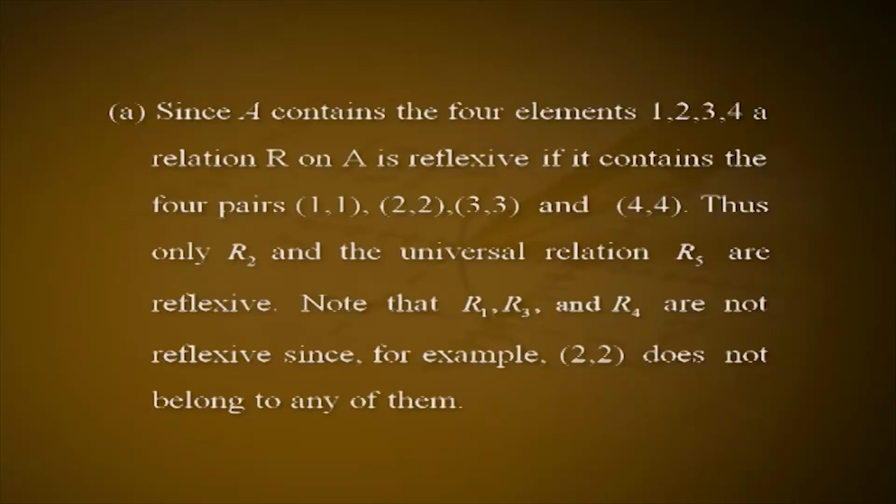Solution. a. Since A contains the 4 elements 1, 2, 3 and 4, a relation R on A is reflexive if it contains the 4 pairs (1,1), (2,2), (3,3) and (4,4). Thus only R2 and the universal relation R5 are reflexive. Note that R1, R3, R4 are not reflexive since, for example, the ordered pair (2,2) does not belong to any of them.